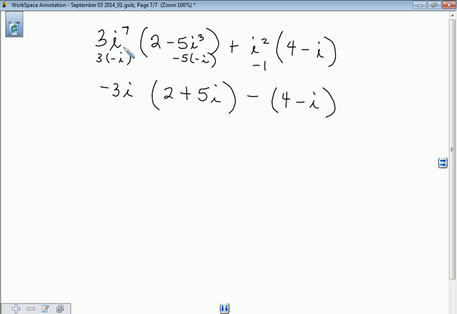Okay, so what we did was this step where we simplified i to the 7th. i to the 7th is the same as i cubed. And what is the value of i cubed? Negative i. So this term simplifies to negative 3i. Well, how do you know it's the same as i cubed again? Okay, 4 goes into 7, and what's the remainder? 3. That's why it's i cubed. So this is the same as i cubed, and i cubed is negative i.